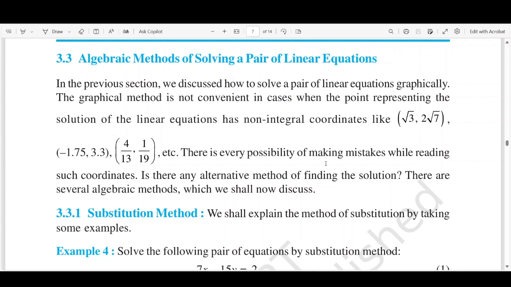Sometimes in the graphical method, we feel difficulty when the solution for the linear equations is non-integral, with coordinates like irrational numbers or fractional forms. It is very difficult for us to identify the solutions or plot the graph. So algebraic methods will be very convenient for us to identify the solution. In this section, we are going to discuss two algebraic methods known as the substitution method and the elimination method.